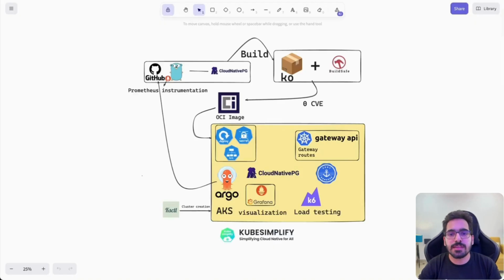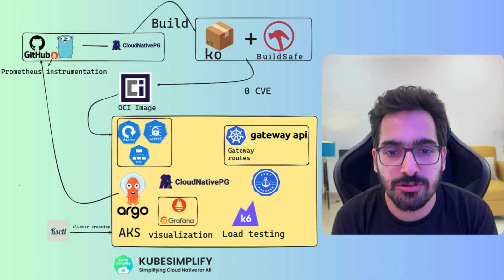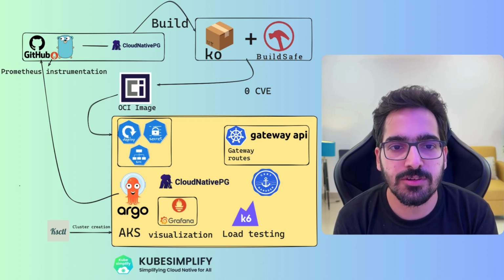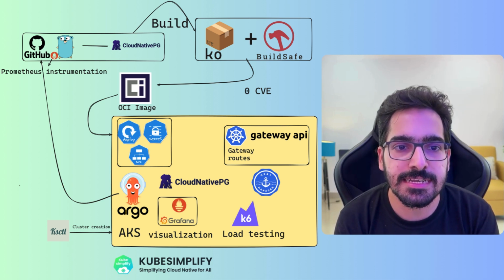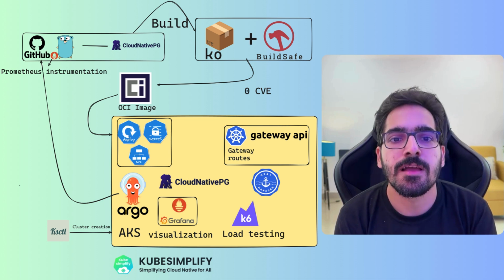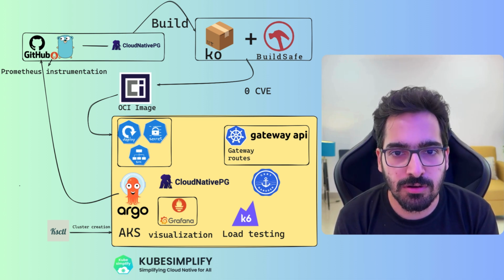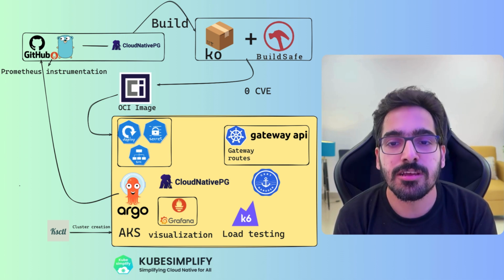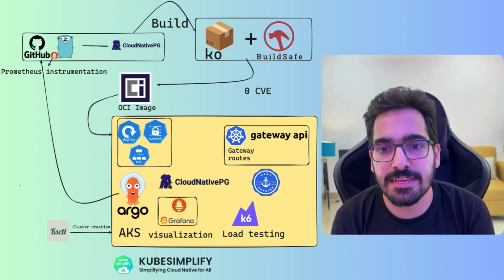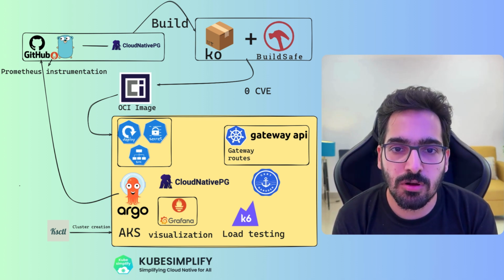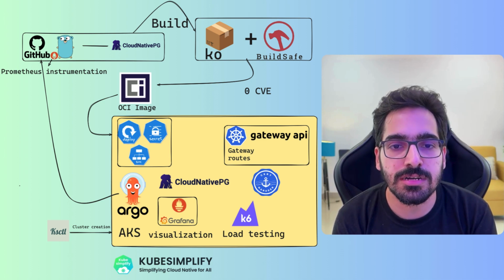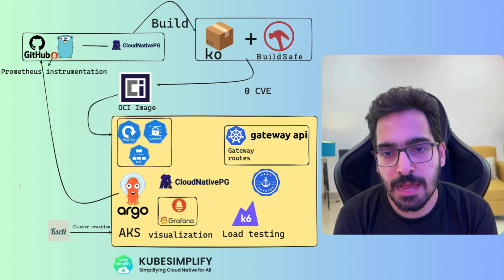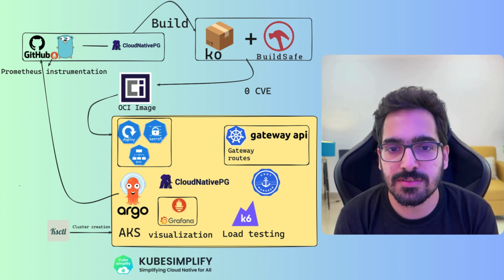So that's pretty much it that I had to share with you for the DevOps project. In this project, we created a GitHub repository with a GoLang application and instrumented the application using Prometheus. We ran it locally using Docker containers. First, we built the image, a 0 CVE image, using BuildSafe and ko, and we pushed that to Docker Hub. We created Docker containers for Postgres, Grafana, Prometheus, and our application, and we were able to successfully run it.